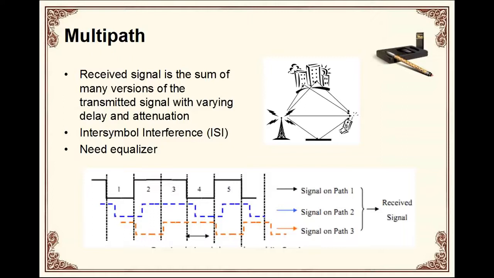Multipath interference is a common cause of ghosting in analog television broadcasts because the received signal is the sum of many versions of the transmitted signal with varying delay and attenuation. Intersymbol interference is the effect of multipath on the received baseband signal. The equalizer is one of the solutions to recover data correctly, but the structure of the equalizer becomes complicated as the data rate increases, and intersymbol interference gets worse as well.